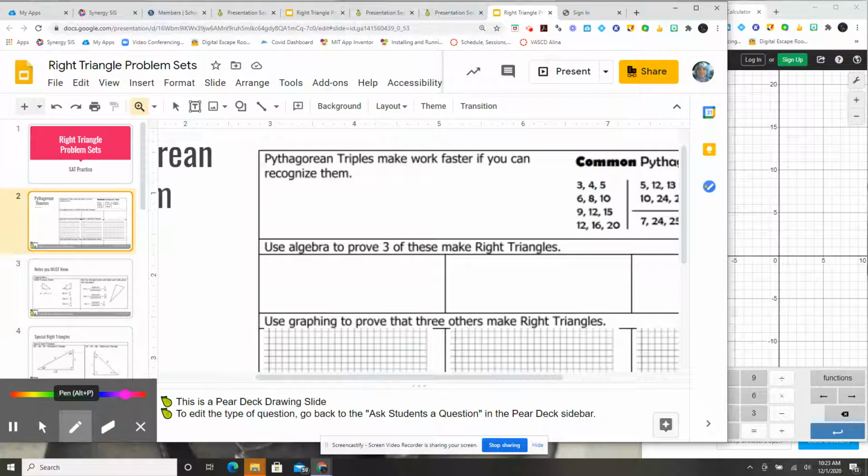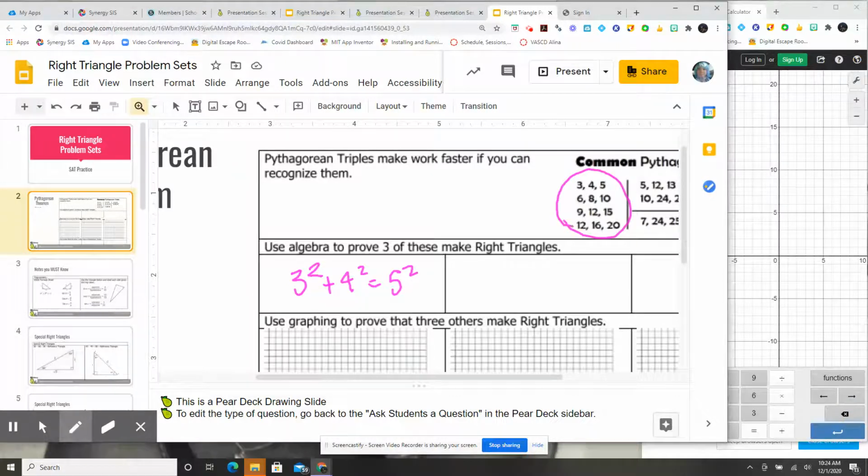We did some of these yesterday. Basically, you're going to put in your 3 squared plus 4 squared equals 5 squared. So you're just choosing a couple of these Pythagorean triples to test. 3 squared is 9, 4 squared is 16, and 5 squared is 25. So that's just proving that 3, 4, and 5 make a right triangle. You can come down here and do a side of 3 and a side of 4, and that would close with a 5. 3, 4, 5 triangle. That's a 5. We can come do another one.